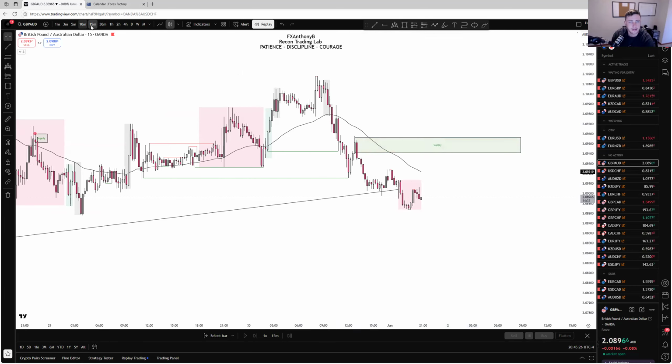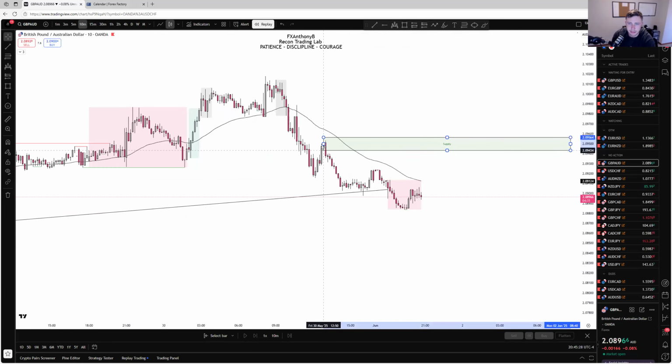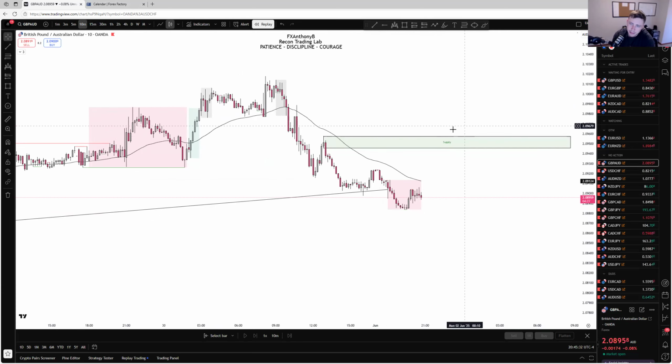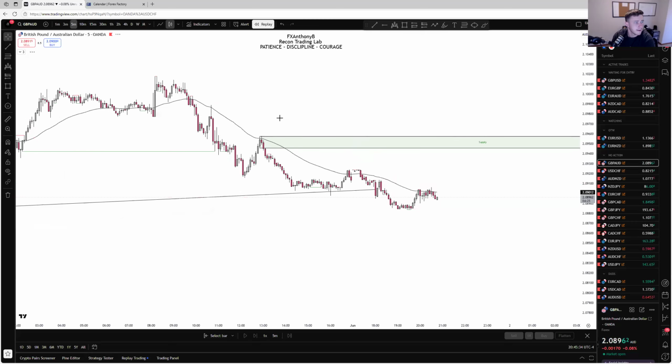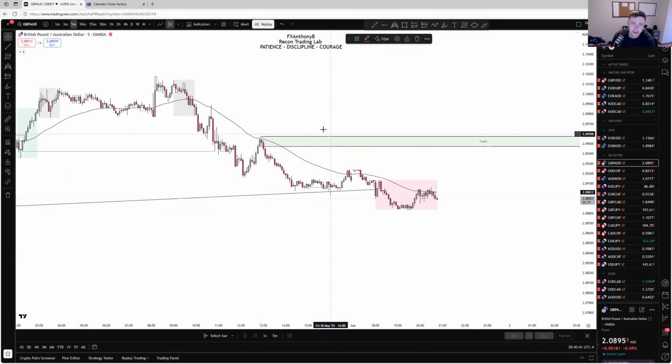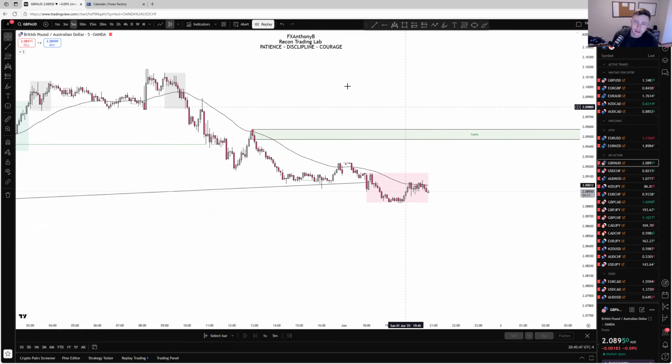Like that. Let's go to 10 minutes. Can we redefine? That's perfect. Okay. I am going to put that supply zone there. Redefine is the 2 minutes. And then there's also an inducement on the 5 minute right there. So your BOS is here. Equal lows, BOS as well.